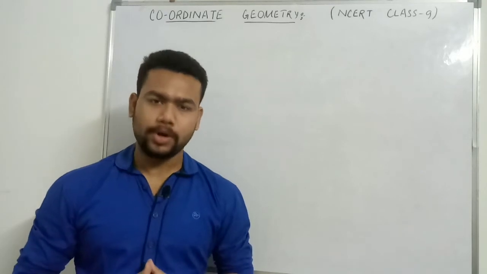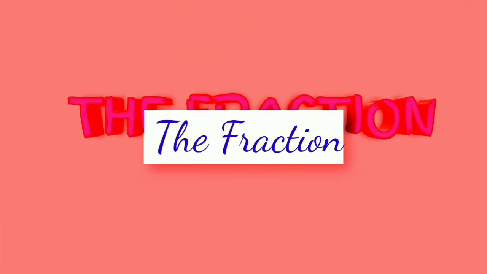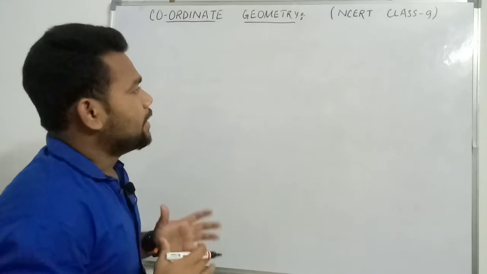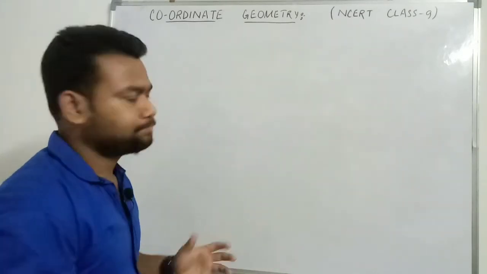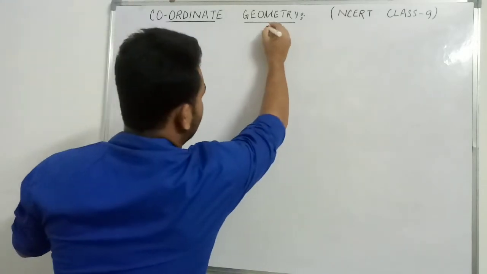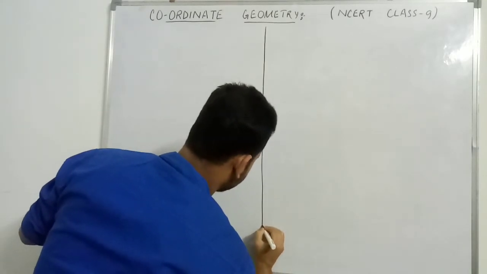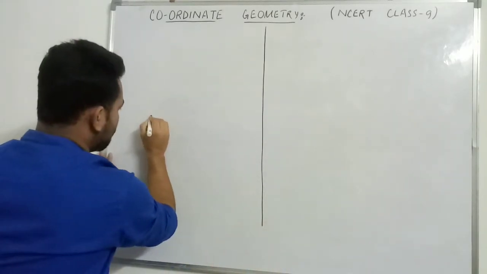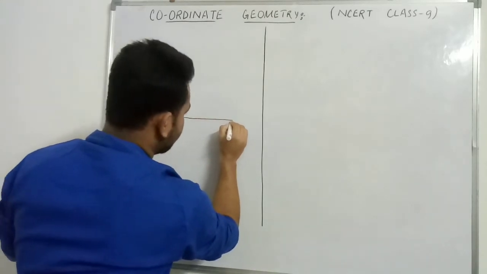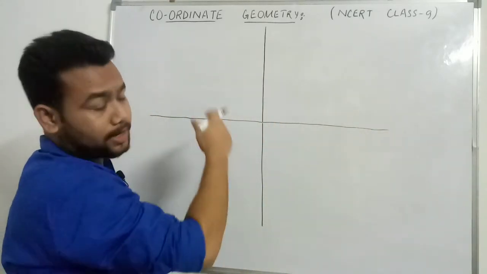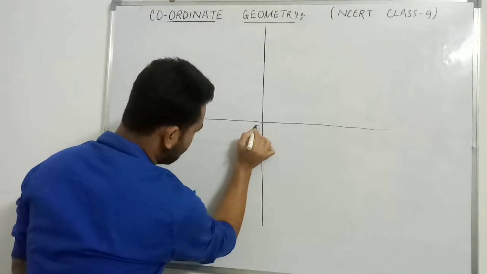Today we'll be learning about coordinate geometry. So let's go for the topic. Let us suppose that this is a plane of paper. Let's draw a vertical line. And secondly, let's draw another horizontal line intersecting the vertical line at the point O.